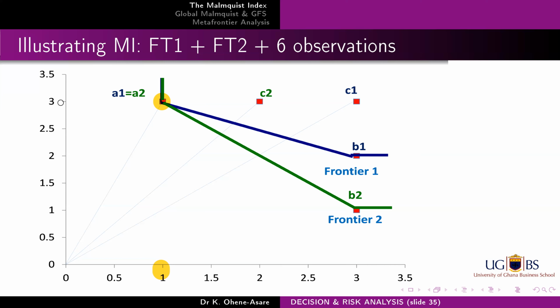I can also use the y-axis to do the calculation. So how do you do that? You write the radial efficiency measure from the origin. The radial efficiency from the origin to the frontier is 3, and to the firm is also 3. And you still get 1. So it doesn't matter whether you use the horizontal axis or the vertical axis to calculate, you will always get the same answer because this is a radial measurement.